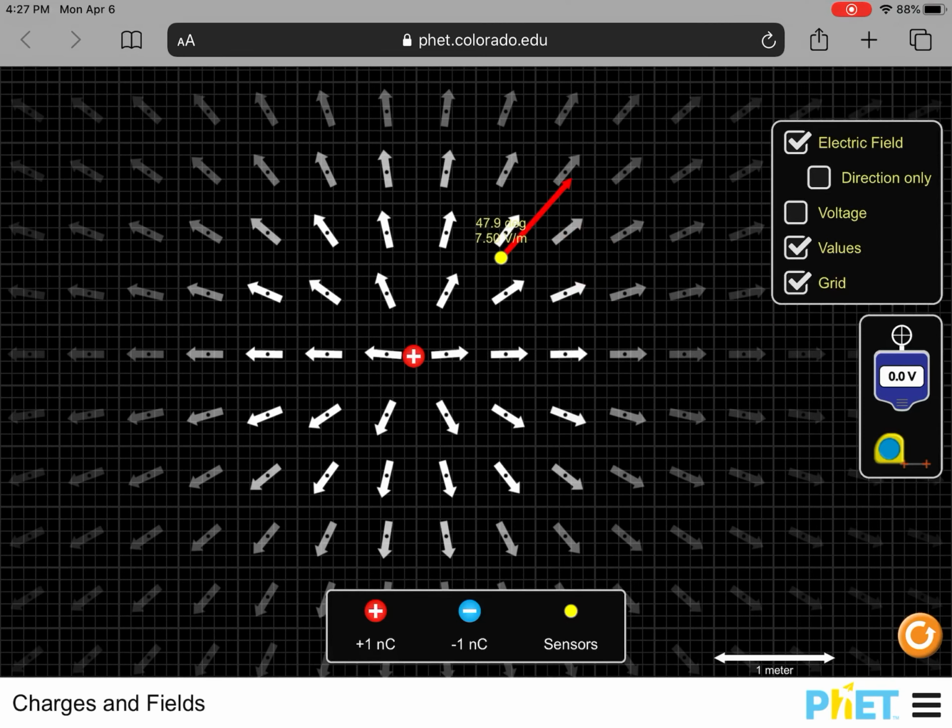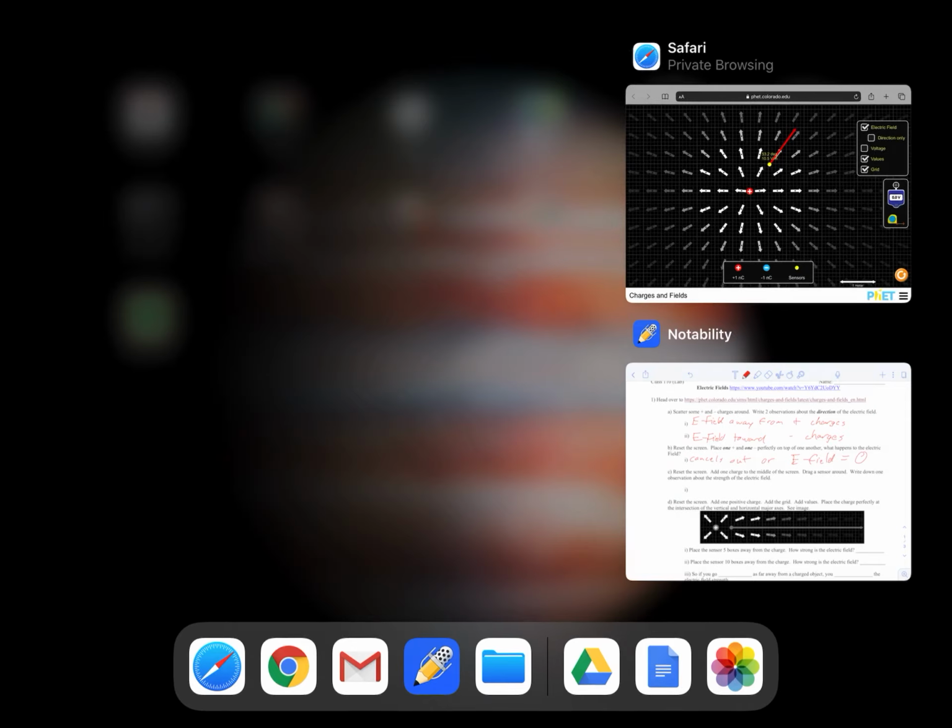So the units for electric field, there's two different units. This is in volts per meter. Don't worry about what that is now. Just know that it's a unit. So let's see, move the sensor close, look at the electric field strength, move the sensor far away, close, far away. Okay, and also obviously it's always pointing away from the positive.